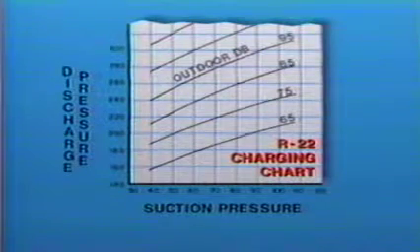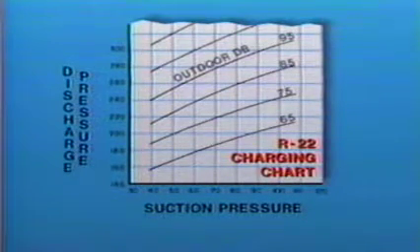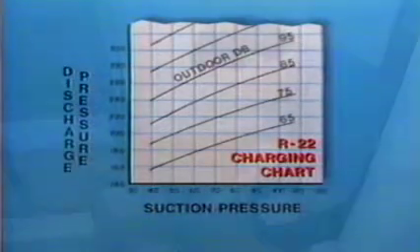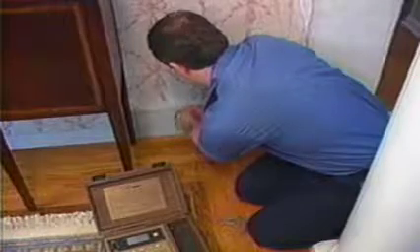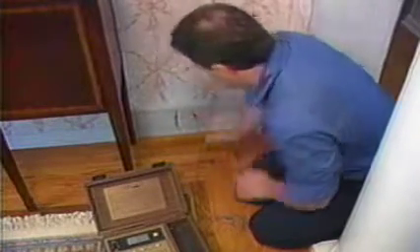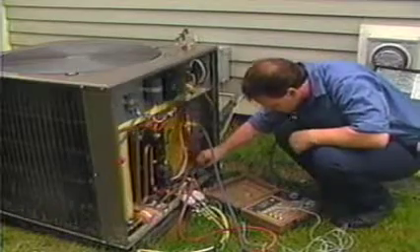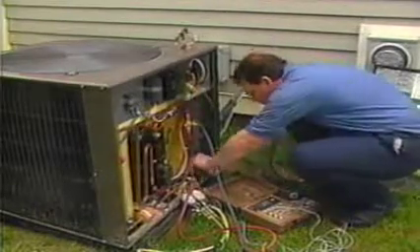Here is another form of charging chart you might see in the field. Some manufacturers don't provide charging charts. Certain rules apply when you use a charging chart. Both indoor and outdoor coils must be clean, and you must take the indoor wet bulb temperature. This determines the latent heat load on the indoor coil. You must also know the outdoor ambient temperature before you can use the chart.